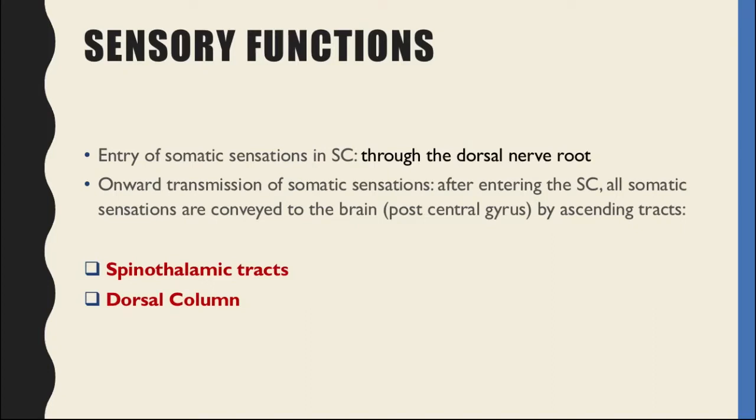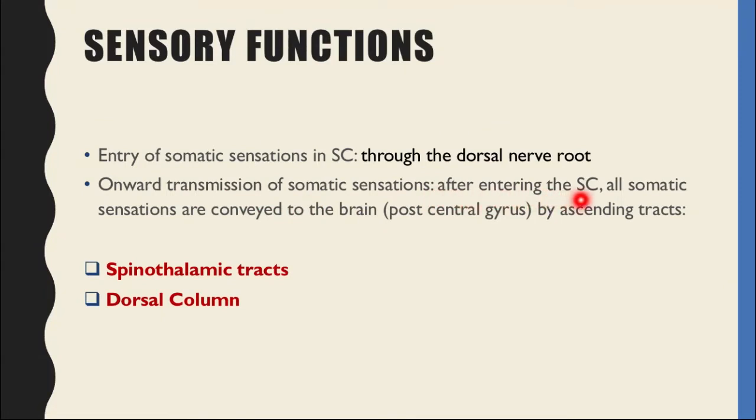autonomic. Now, among the sensory, the main part is the entry of the somatic sensation, and somatic sensation means pain, temperature, touch. Among the touch, it can be the fine touch or the crude touch, vibration, then position sense. All these types of sensations in the spinal cord enter through the dorsal nerve root, and then the onward transmission of these sensations.